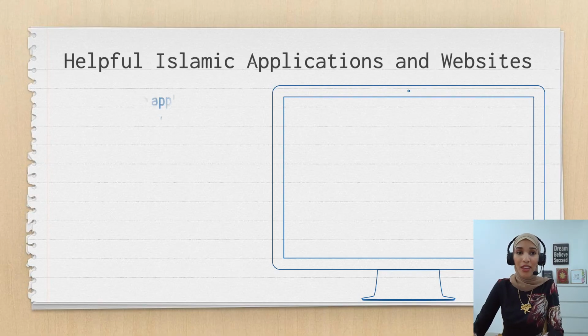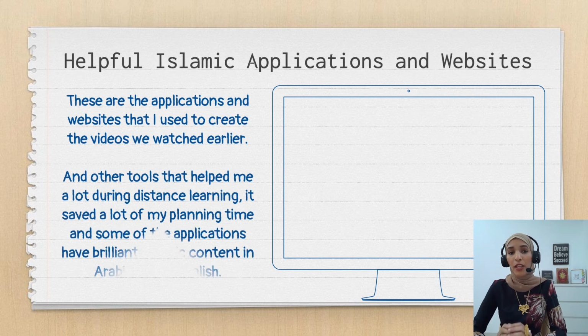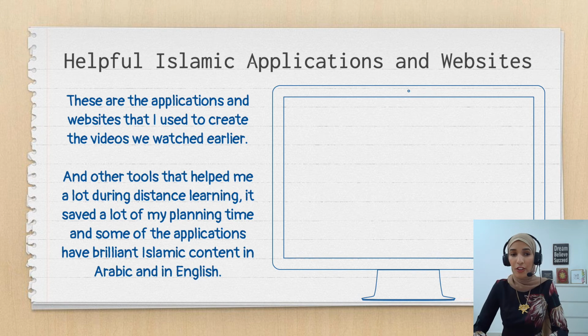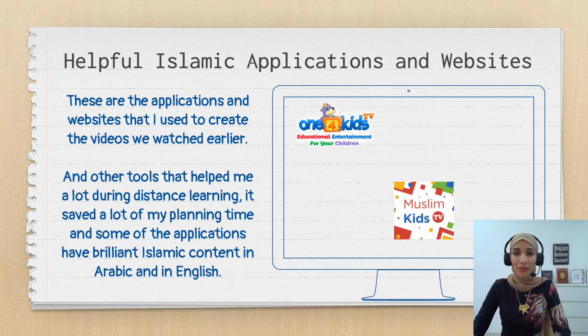So these are some of the helpful applications and websites that I use as well. They helped me a lot during planning time. It saved a lot of my time. And some of these applications just have brilliant Islamic content in Arabic and in English. So the first application is One for Kids TV. It's a brilliant application that has a lot of high quality Islamic videos and cartoons. It makes learning about Islam attractive and fun for children.